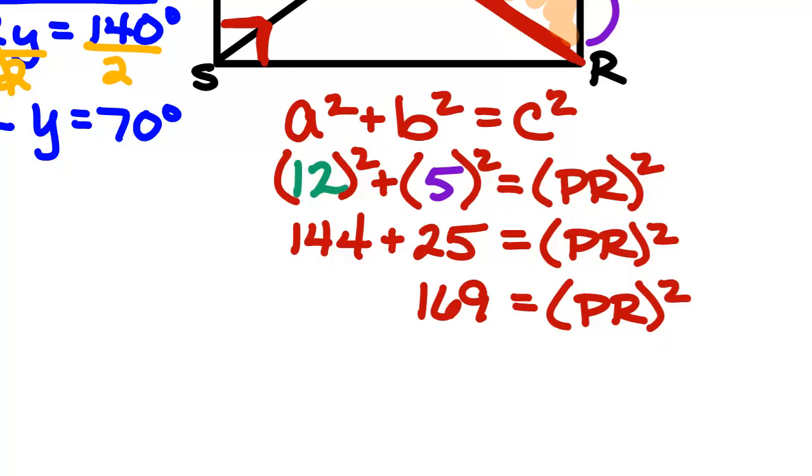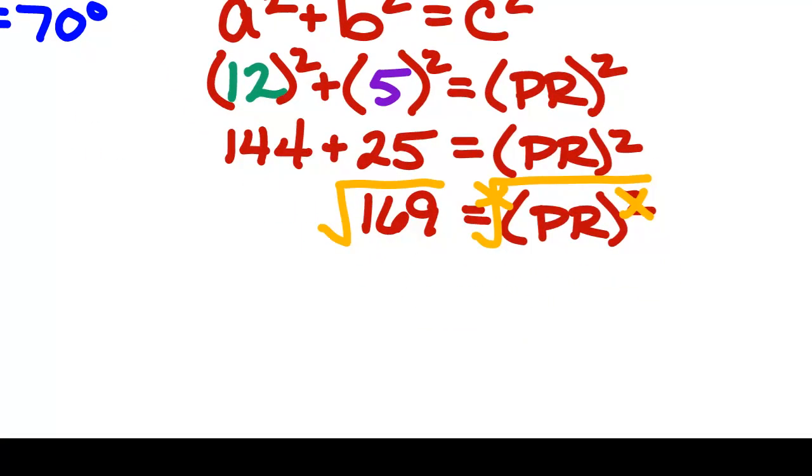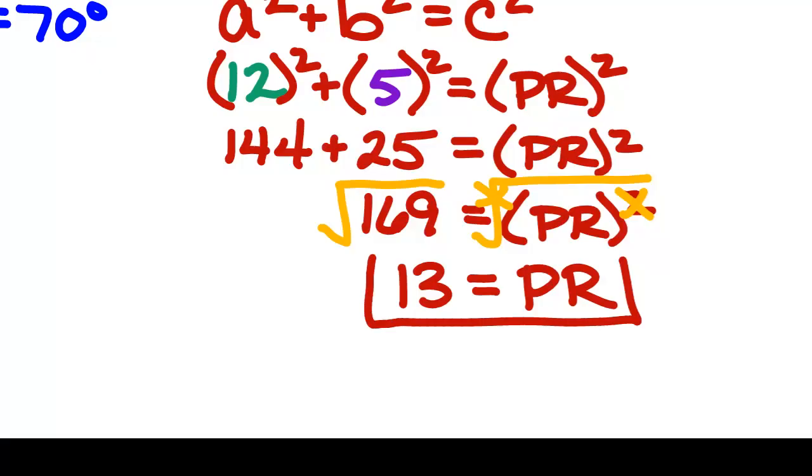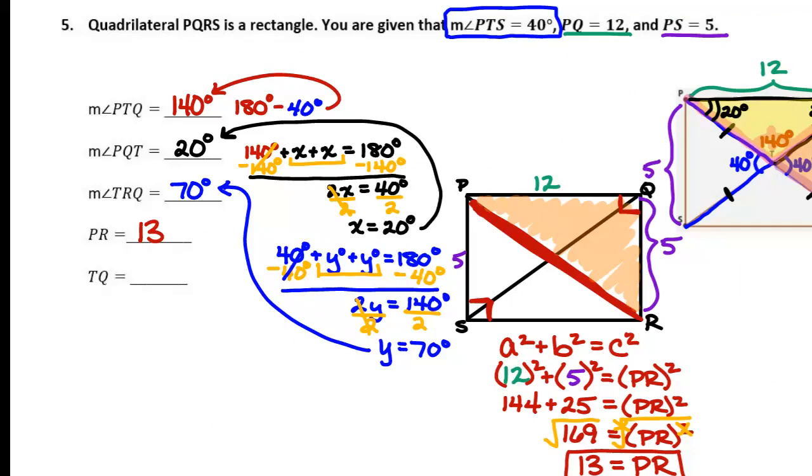And then how do I get rid of the squared on PR over here? Square root. And if you do it to one side, you've got to do it to the other side. So the squared and the square root cancel out on the right. What is the square root of 169? 13. Technically, it's positive or negative 13, but I can't have a diagonal that is a negative length. So only the positive answer makes sense here. So this is 13.